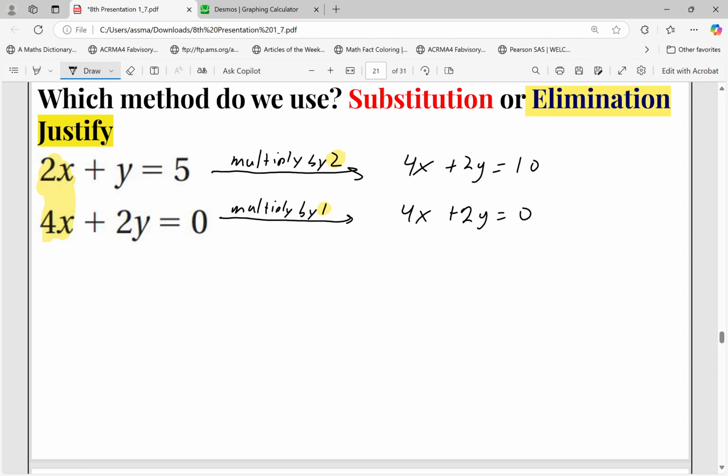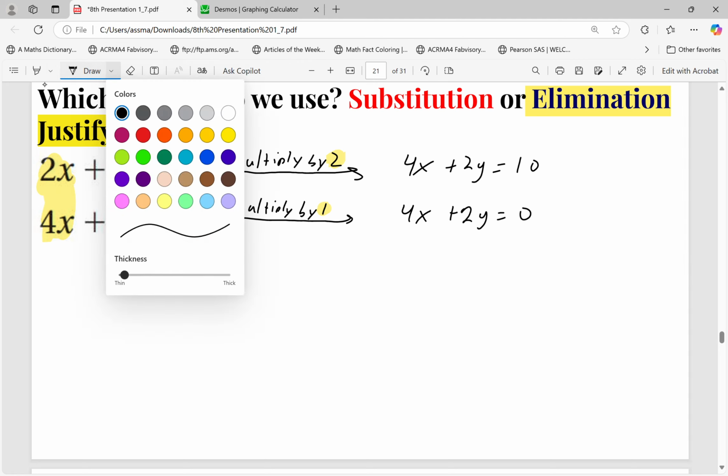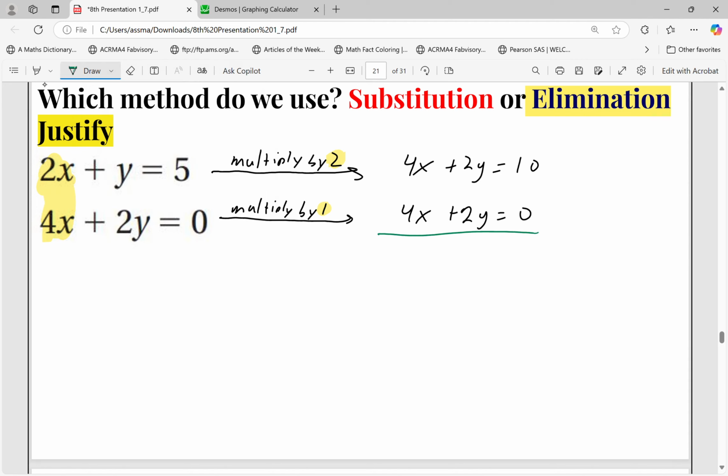Right? So then I could add or subtract. Notice that they're the same number, so what I can do is subtract them, because 4 minus 4 will give me the 0 that I need. So I'm going to subtract these two equations. I'll have here 4x minus 4x gives me 0. 2y minus 2y also gives me 0. And then 10 minus 0 gives me 10.